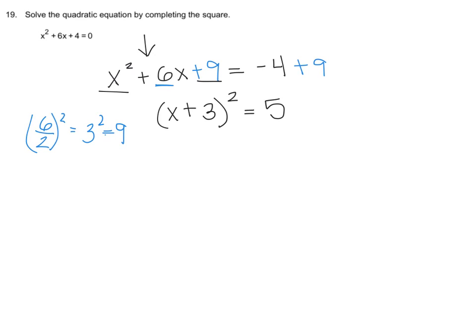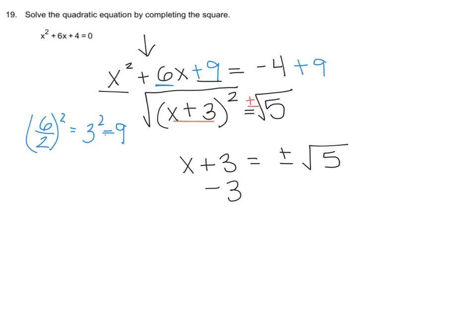Now I need to get rid of the exponent of 2 by taking the square root of both sides, and we'll put the plus minus sign in front of the square root bar when taking the square root of 5. The square root of x plus 3 squared is just the term within parentheses, which is x plus 3, and I'm going to set it equal to plus or minus the square root of 5.